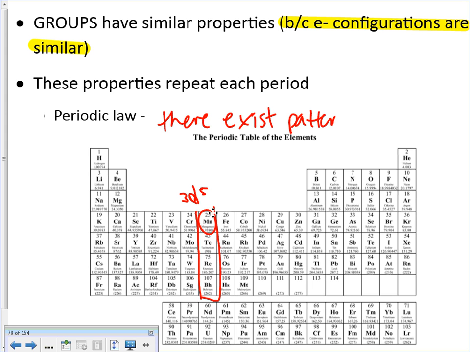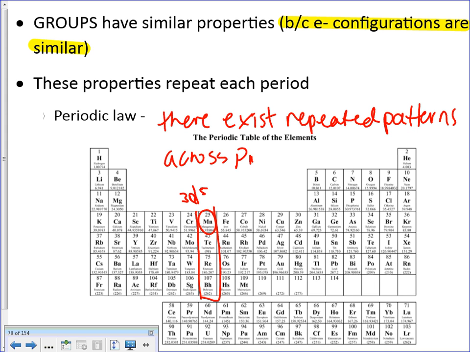patterns, repeated patterns, across the periodic table. That's it. And as we go across the periodic table, we're going to see those. Basically, they're correlated with the electron configurations. And so another word to say that they're saying something about the periodic law is to call it periodicity.